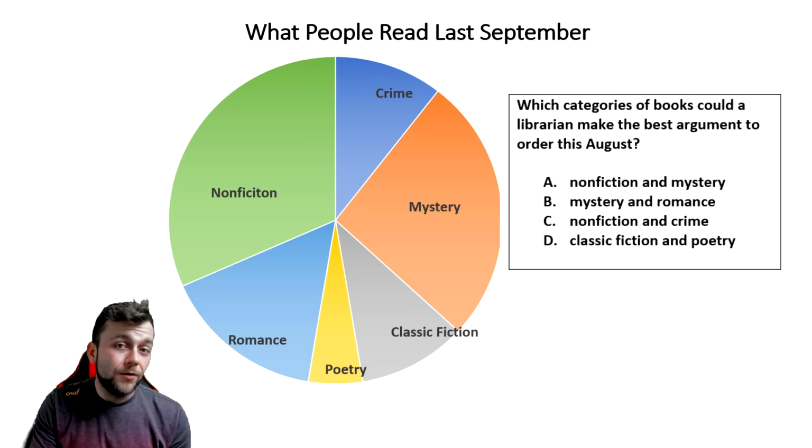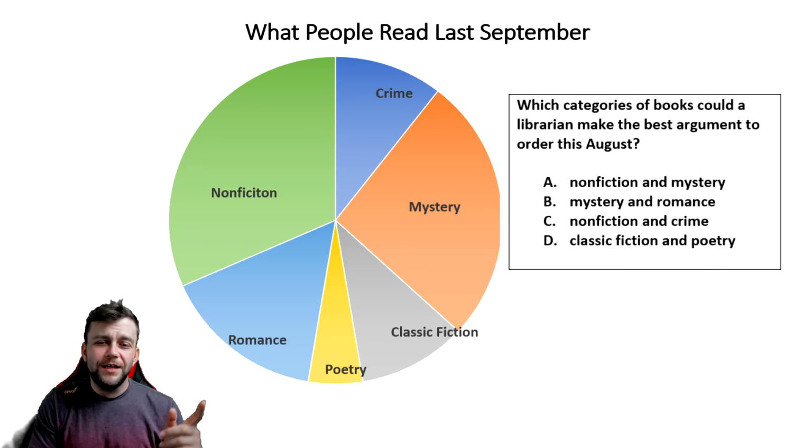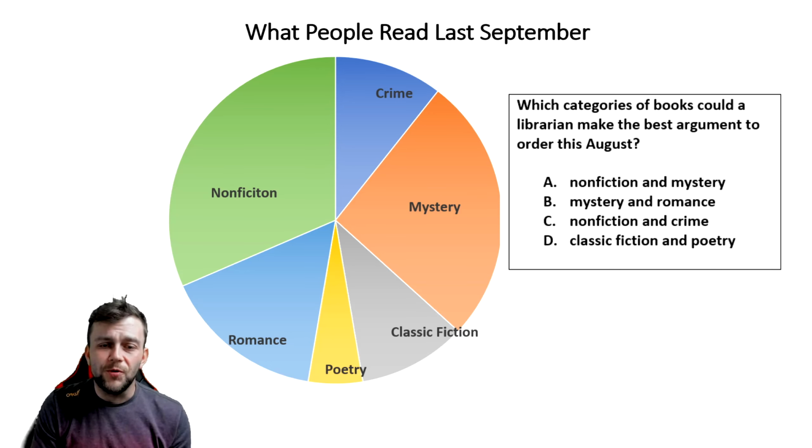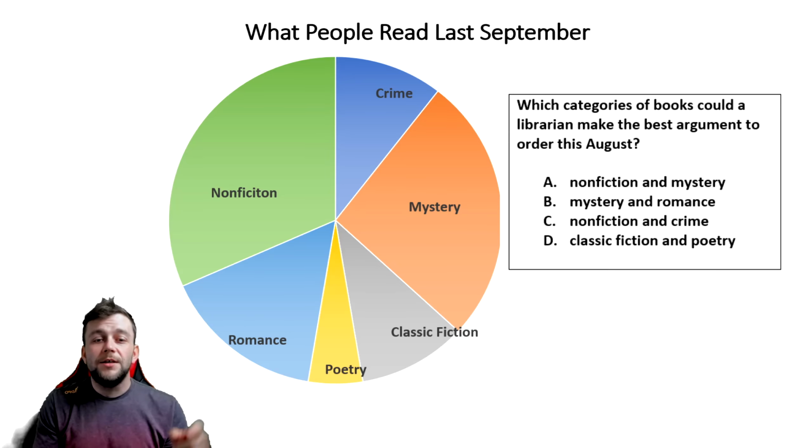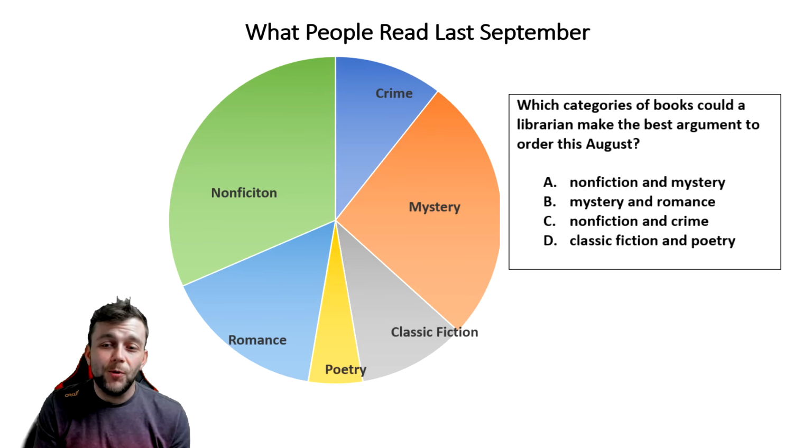So pause now. Okay, so it looks like, would you want to do poetry and crime? No, those are the smallest groups on your circle graph. Same thing with romance and classic fiction. Those aren't the large groups. So you're trying to use the largest percentage of the circle to order books for the next year, right? That's what most people are reading out of the whole of the books checked out. So that would be nonfiction and mystery. Those are the two largest sections of our circle graph. So that would be the best argument to order for the next August. So your answer on this one is A, nonfiction and mystery.